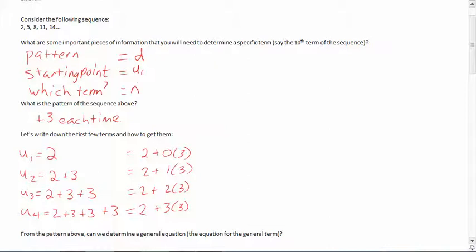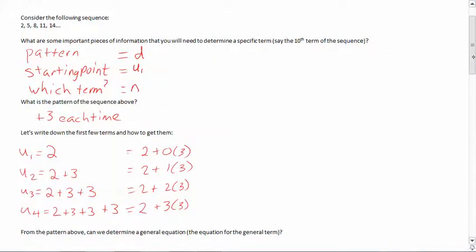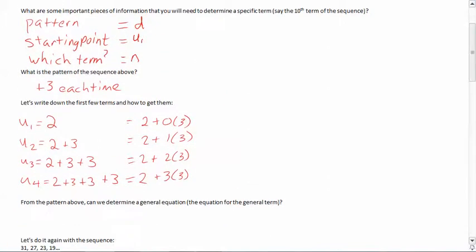So that's n. So now, from the pattern that we have above, can we now determine a general equation? Okay, so if I want the nth term, this is the general term, then what do I have to do? Well, I have to take 2, which was the starting point, and then I'm going to add.